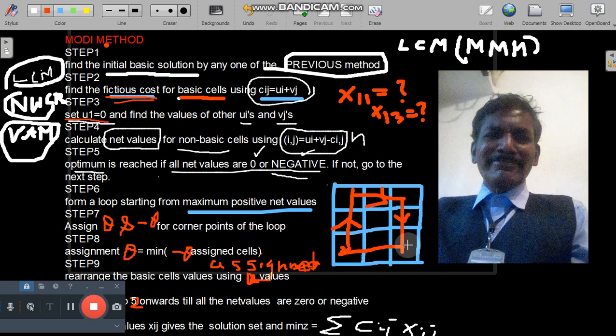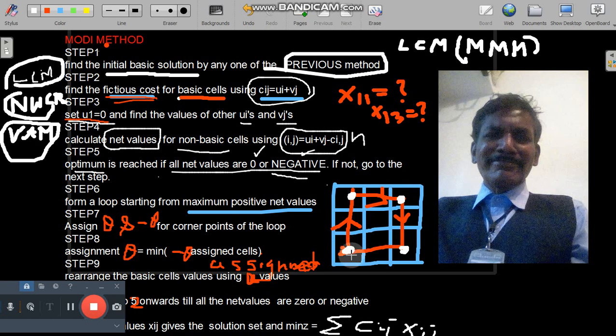Then the other condition is that the corner points of the loop, suppose this is a loop, this is one corner point, this is another corner point, this is another, and this is another corner point. These corner points must be basic cells. Corner points must be basic cells. In this particular cell you must have an assignment, here, here and here. So all the corner points must be basic cells, that is assigned cells. In such a way you have to draw the loop.